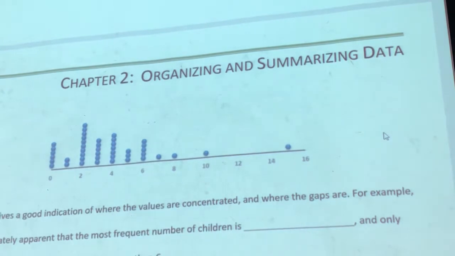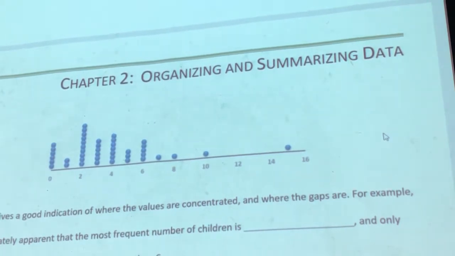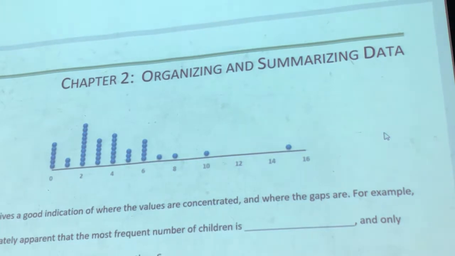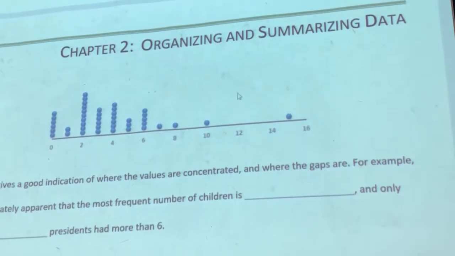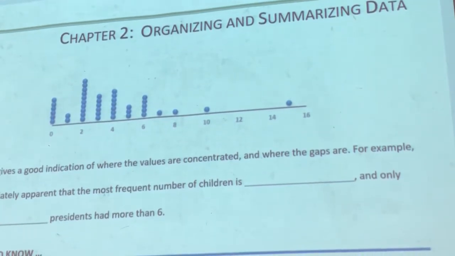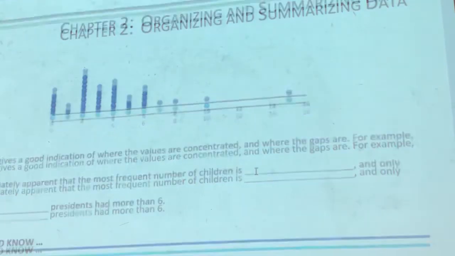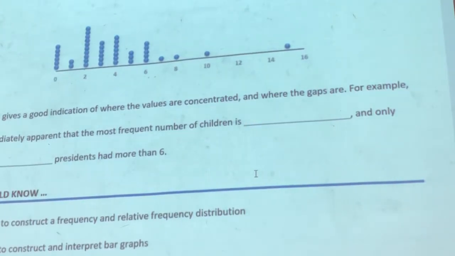Again, with these ones, it's just going to be multiple choice, pick which one is correct. So this one says it's a good indication of where the values are concentrated, where the gaps are. So in this case, there's a big gap right here. And it says it is immediately apparent that the most frequent number of children is what? What's the most frequent number we see? 2.